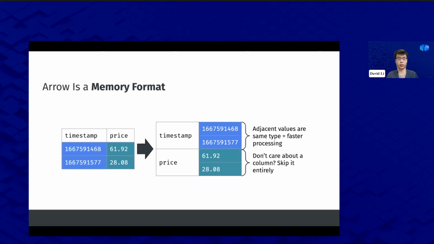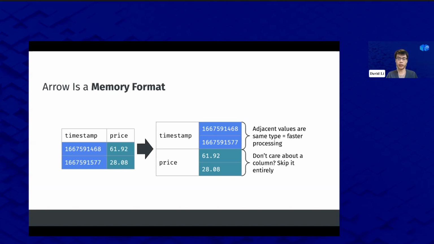Let's break that down a bit. We have a table of data, a few columns, a few rows, and we want to figure out how to represent it in memory. Arrow specifies how to do that. It defines what the possible data types are, how to represent values of those data types, and how to represent arrays of those values. Arrow is a columnar format, which is something you've probably seen a lot in this conference.